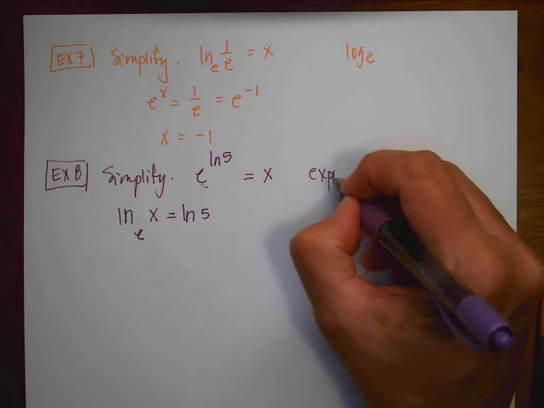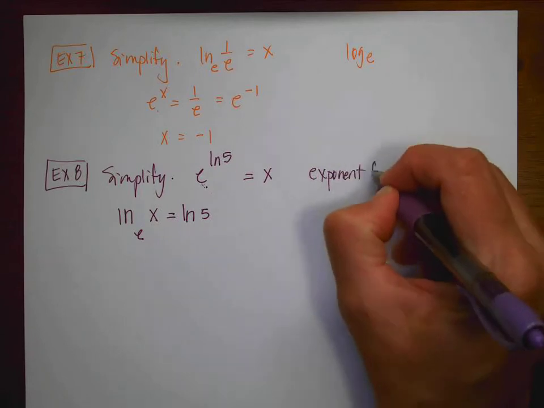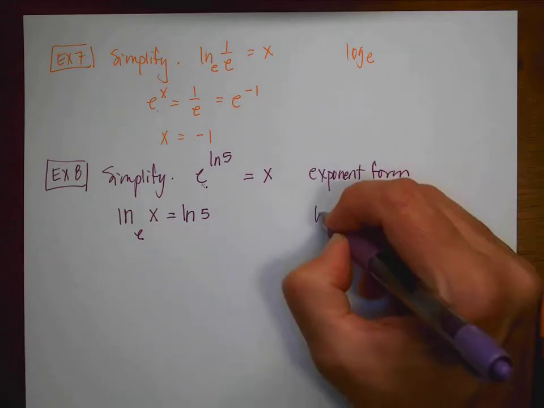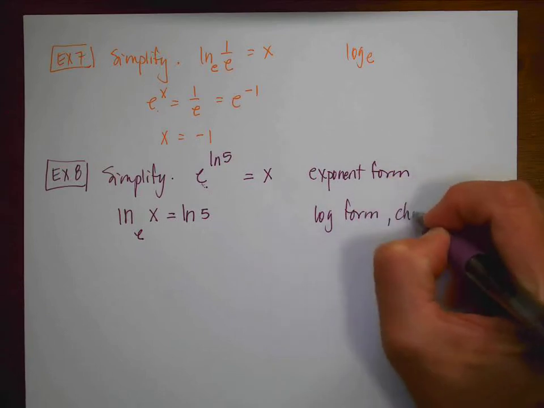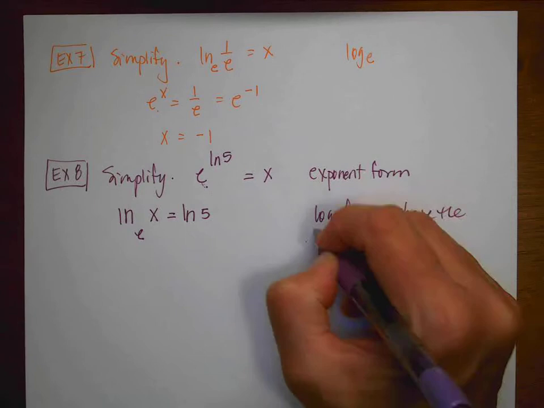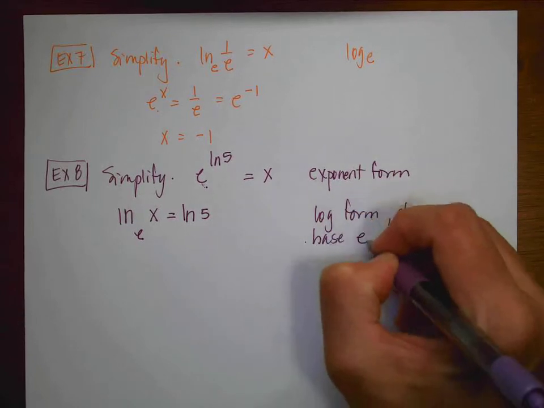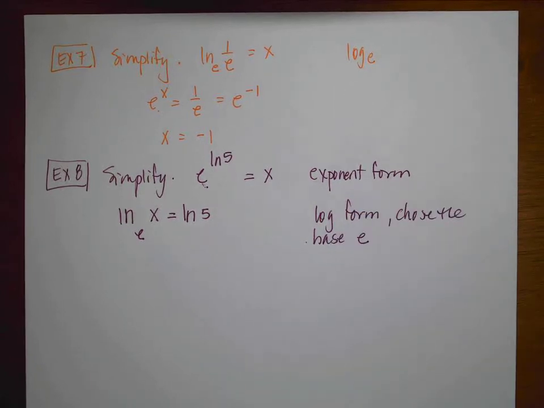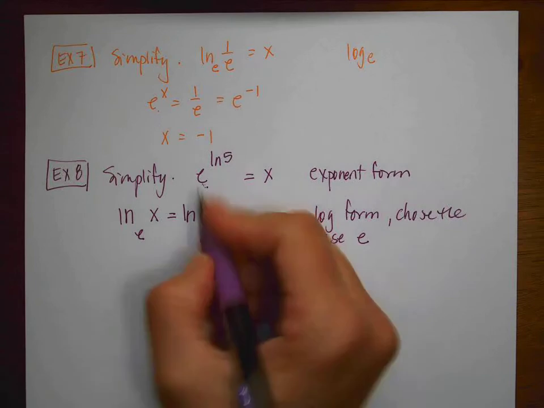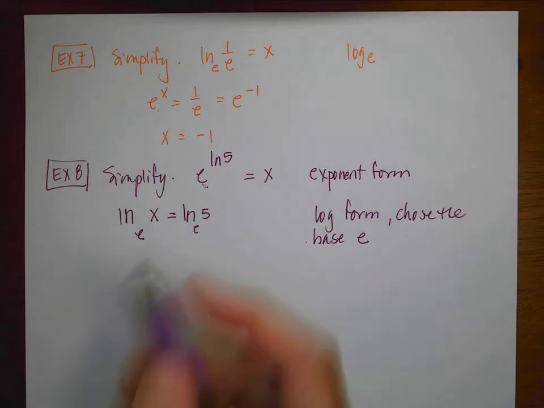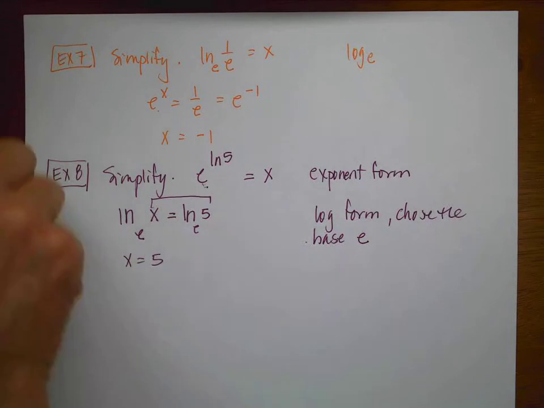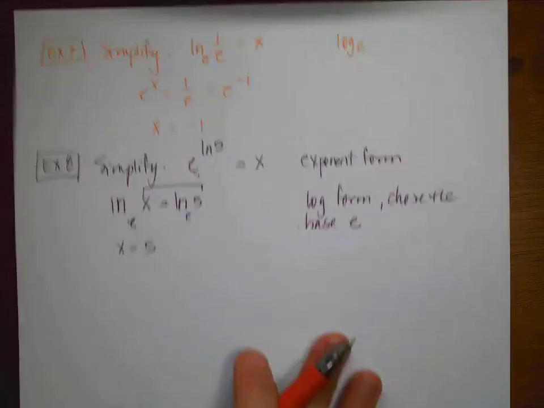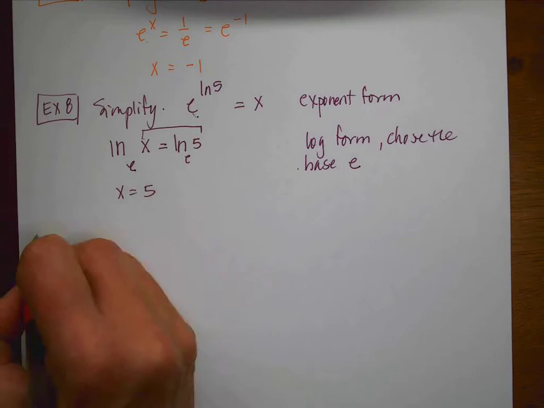And so what I did is I went from exponent form. So this one is in exponent form. And I went to log form. I just happened to choose the base of e. Boy, somebody likes me today. And because I chose the base of e, now the one-to-one property kicks in, which is lovely. So now I have x is equal to 5.